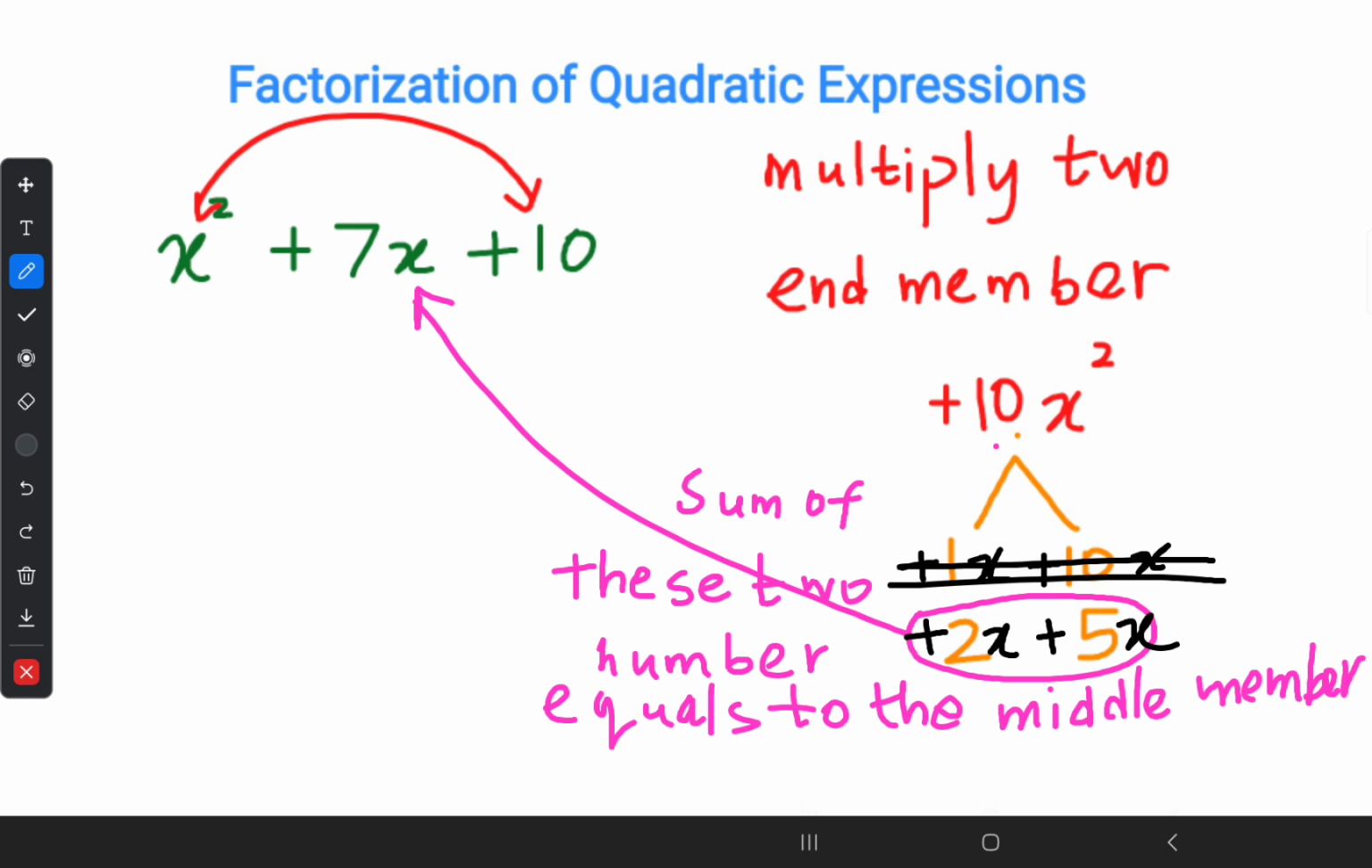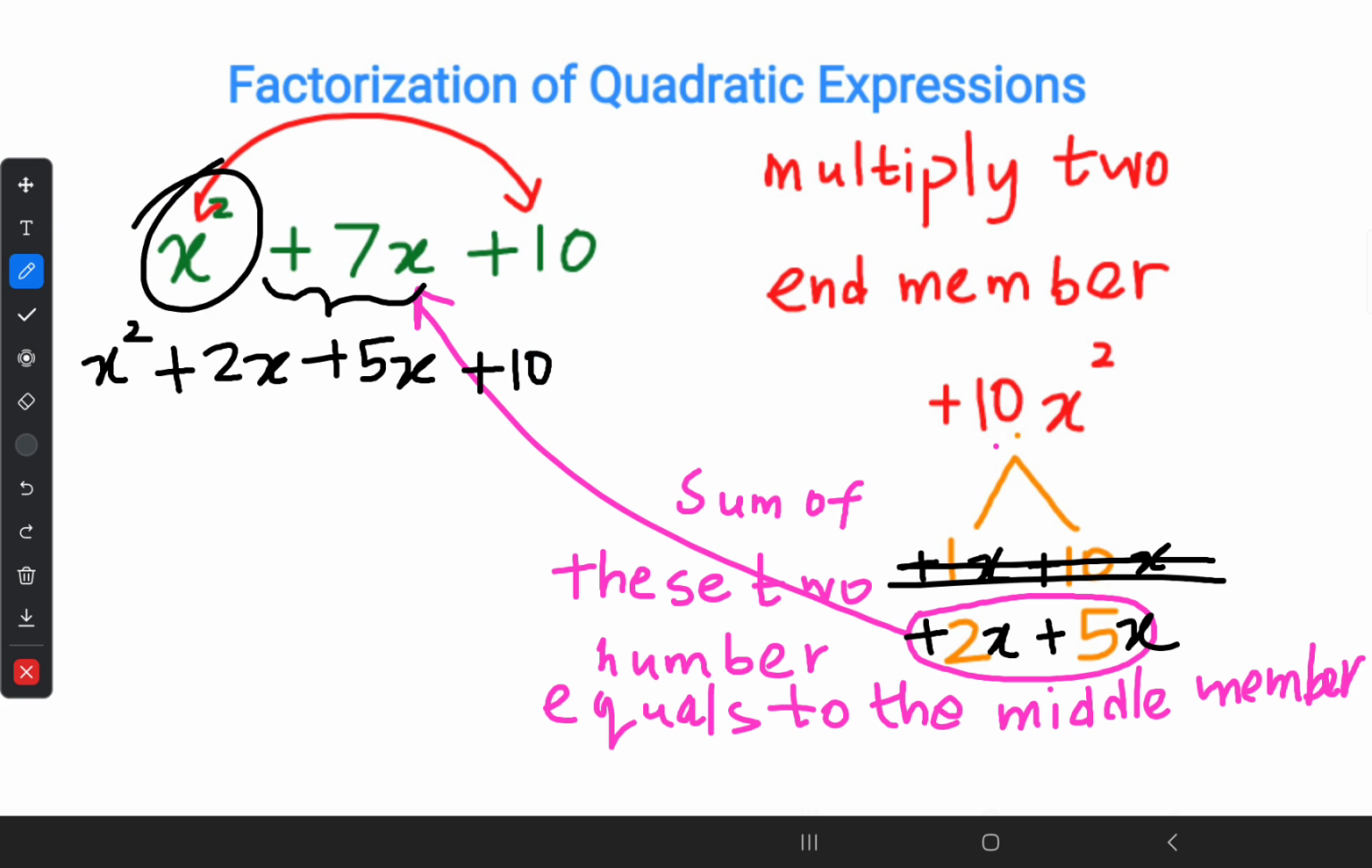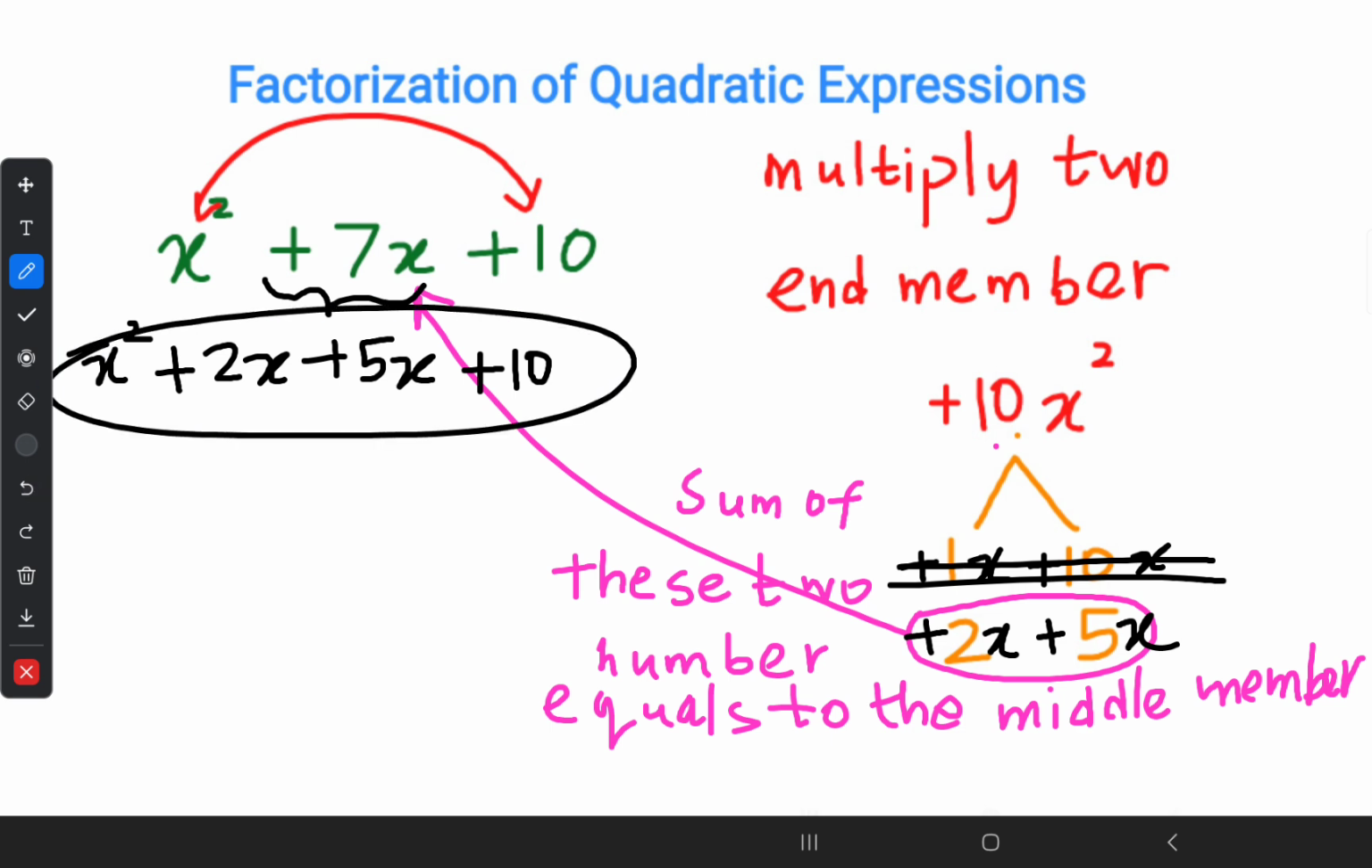Then write x squared. We are going to expand this 7x as 2x plus 5x, and thereafter there is a 10. I'll repeat again. The x squared remains the same. The middle member was expressed as two separate members according to our requirement. Then this 10 also remains the same. Hereafter we know how to factorize this.